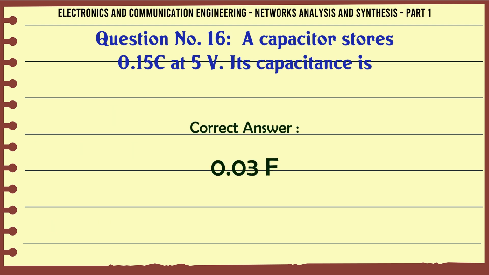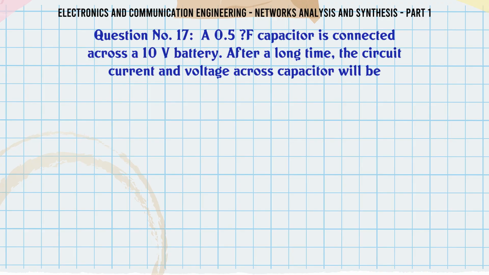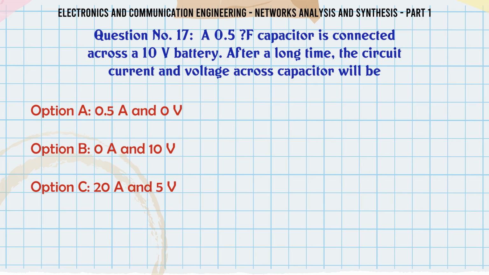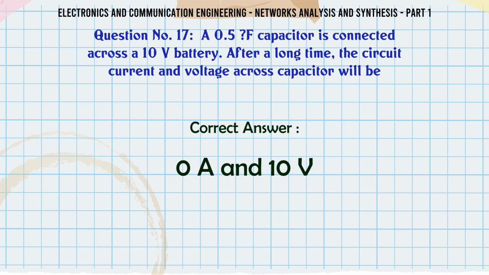0.03 F. A 0.5 F capacitor is connected across a 10 V battery. After a long time the circuit current and voltage across the capacitor will be A. 0.5 A and 0 V, B. 0 A and 10 V, C. 20 A and 5 V, D. 0.05 A and 5 V. The correct answer is 0 A and 10 V.